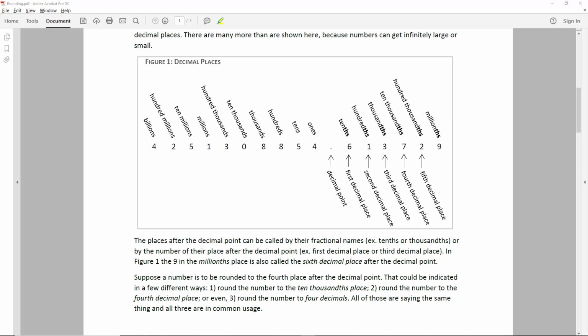So suppose a number is to be rounded to the 4th place after the decimal point. That could be indicated in a number of ways. You could be told to round the number to the 10,000ths place. You could be told to round the number to the 4th decimal place. Or even shorter and more efficient, you could be told to round the number to 4 decimals. All of those are saying the same thing. They're all in common usage, so you should know what all of those ways of saying the same thing mean.